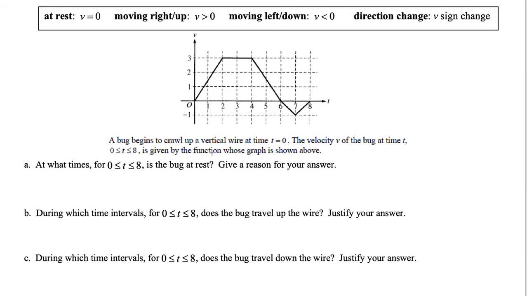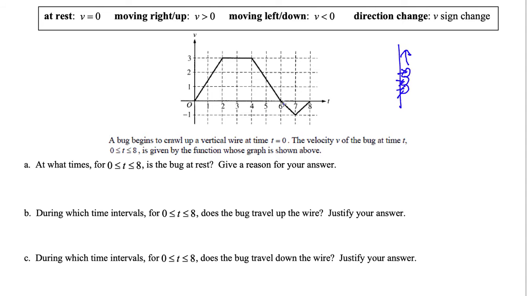So on this one, between 0 and 8, it's crawling up a vertical wire. So I want to think of a vertical wire. I can think of some sort of bug crawling up that wire, going probably up the vertical wire. And the velocity at time t is given, okay. So graph of velocity, at what times is the bug at rest?